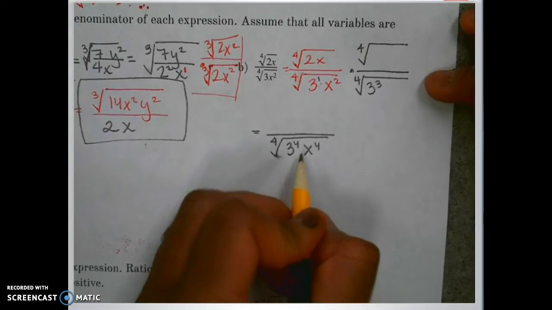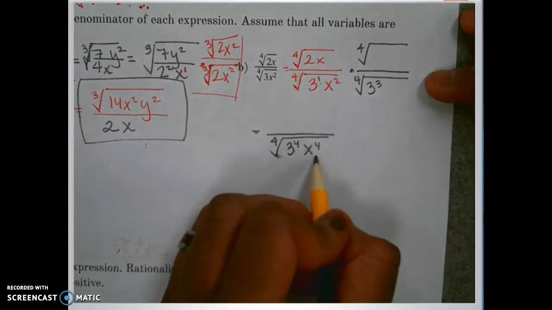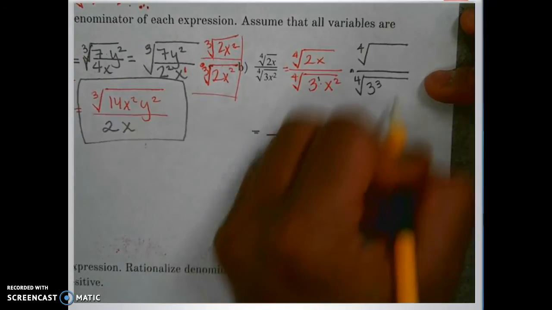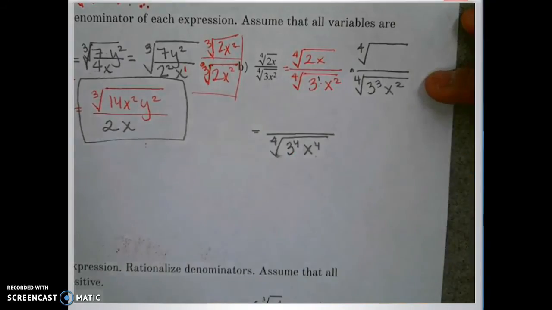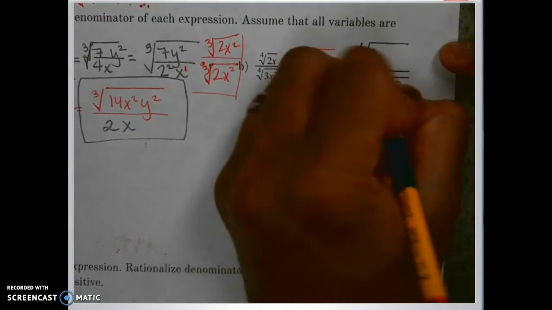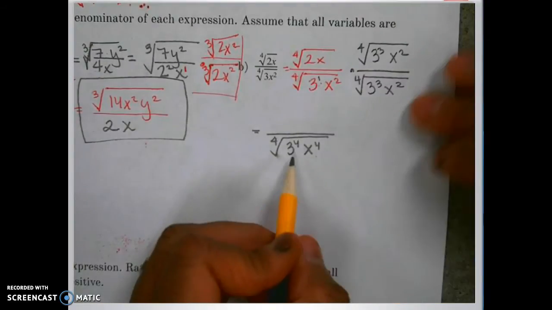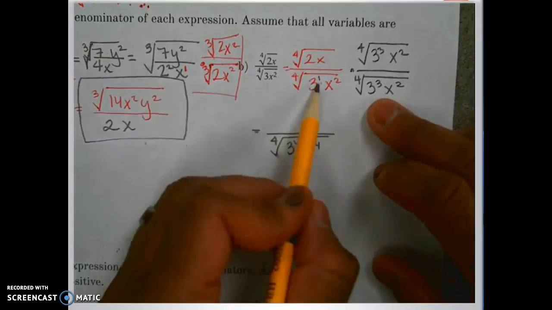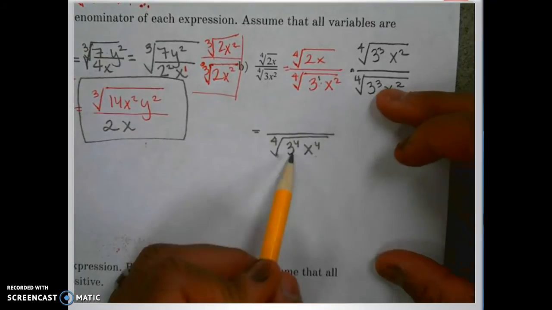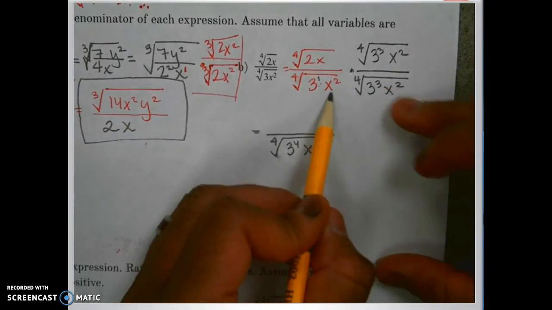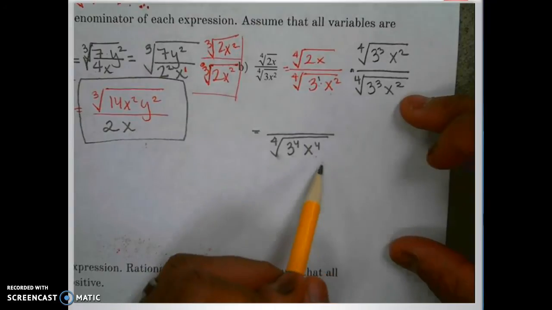What do you have to multiply x squared by in order to get x to the fourth, which is a perfect fourth root? Very good, x squared. So whatever I do to the denominator, I'm going to also do to the numerator. Let's check myself. Fourth root of 3 times 3 cubed is 3 to the fourth. X squared times x squared is x to the fourth. My goal has been accomplished.